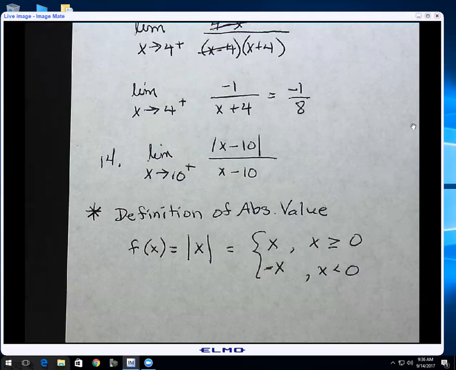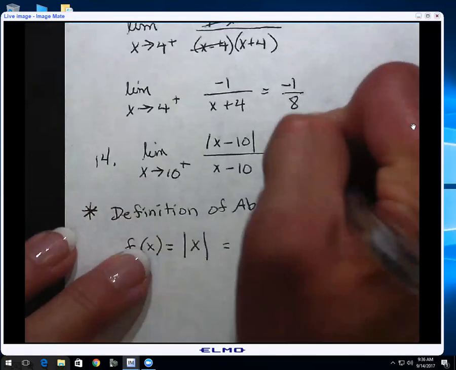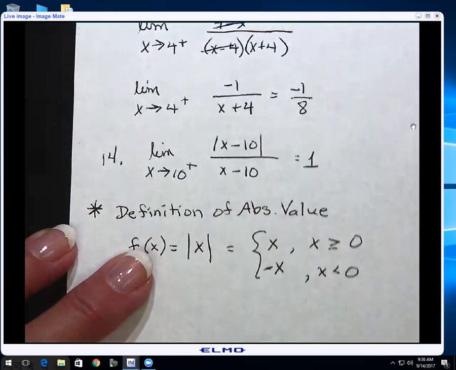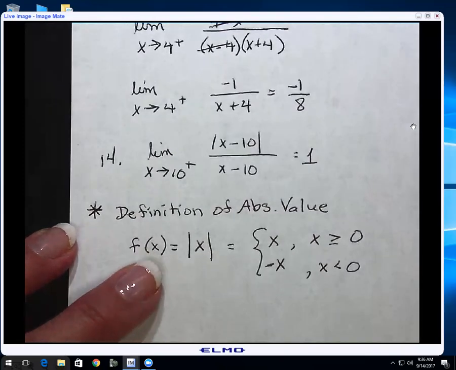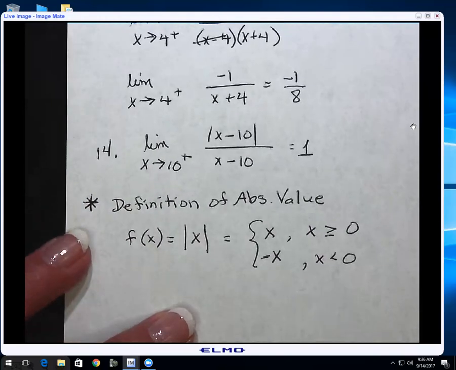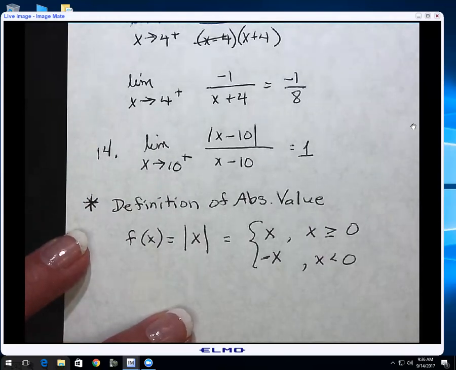To find the limit as x approaches 10 from the right, are we putting in numbers that are bigger than 10 or smaller than 10? Tiny bit bigger, what are we going to get out? There's a one-sided limit that exists, even though the two-sided limit would not exist.